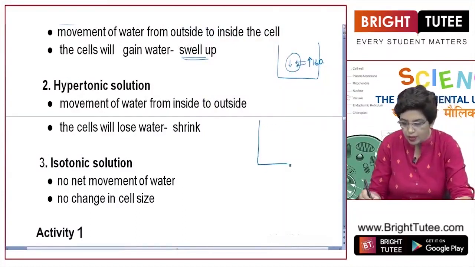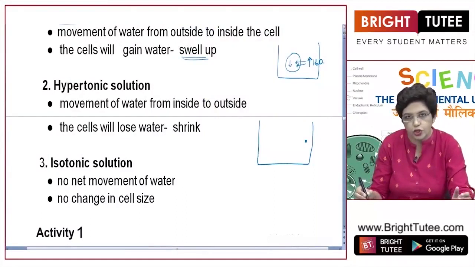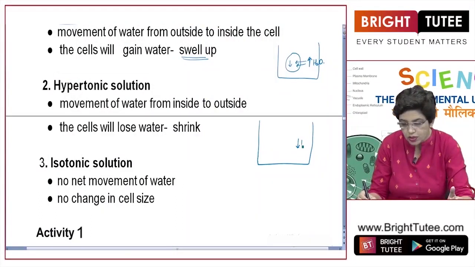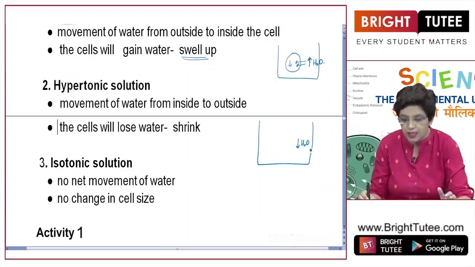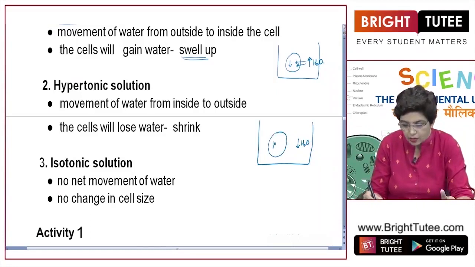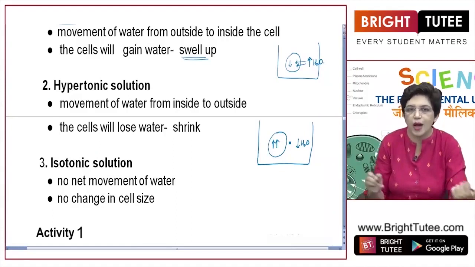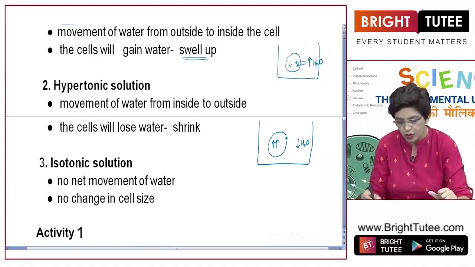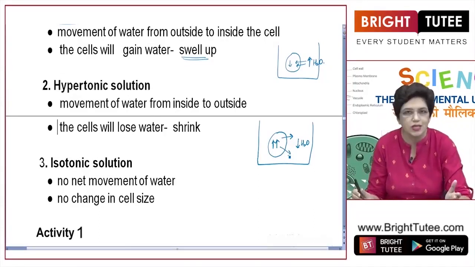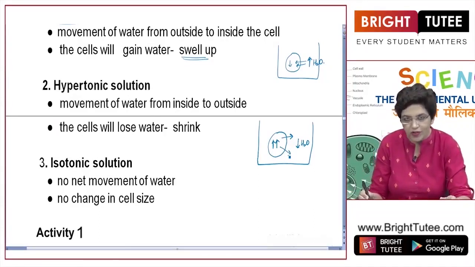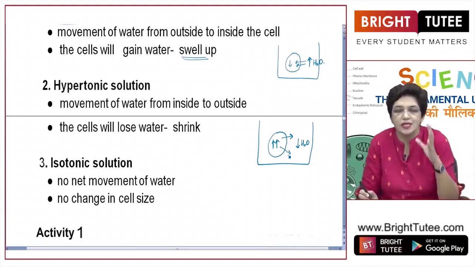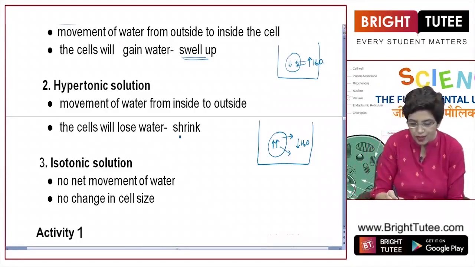In hypertonic, the salt concentration is high, so the water concentration in the surrounding is less. Such a solution is called hypertonic. So if a cell is kept in a hypertonic solution, inside the water concentration is high, outside it is low. So water will move from higher water concentration to lower water concentration, that is, water will move outside across the semi-permeable membrane. The cell will shrink since it is losing water.